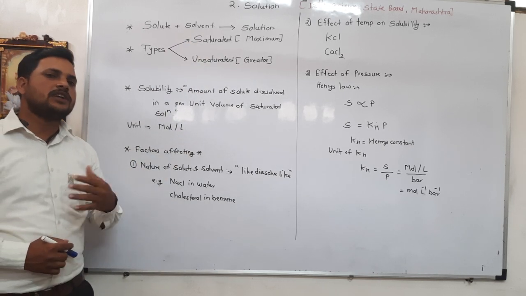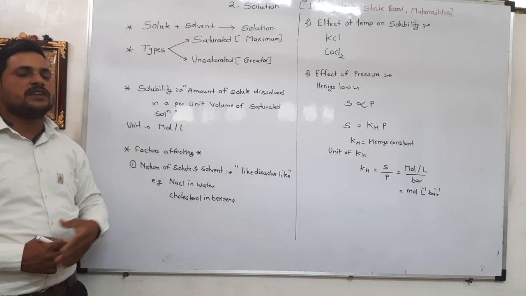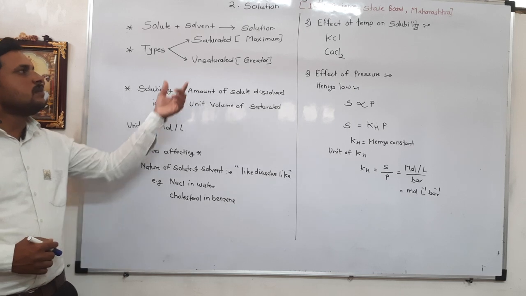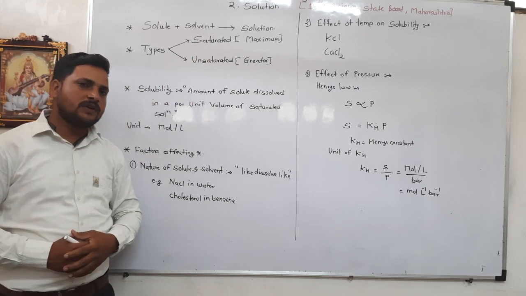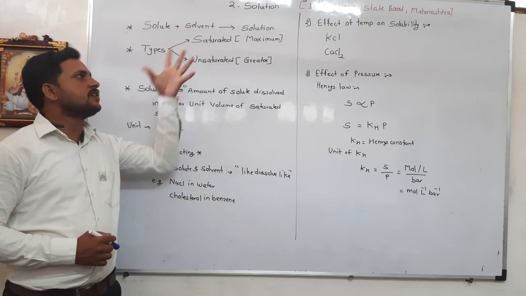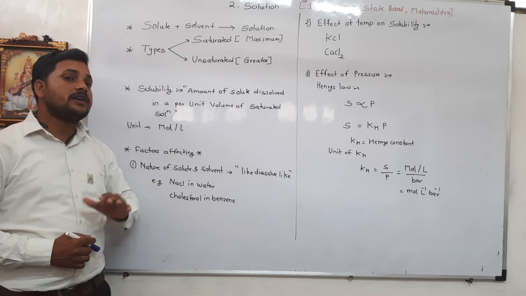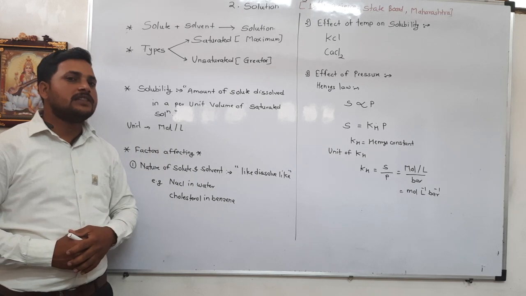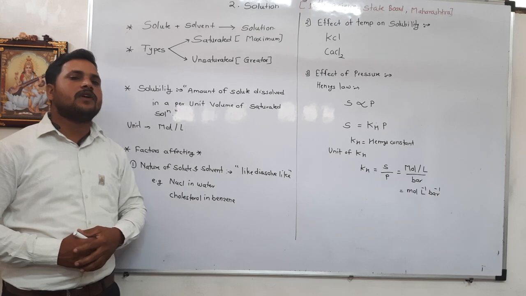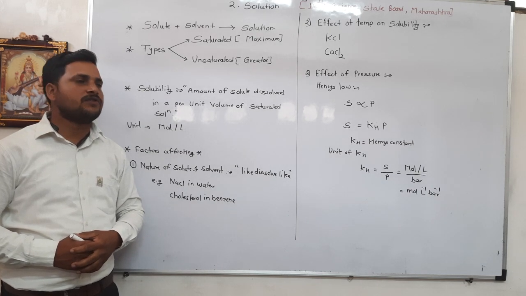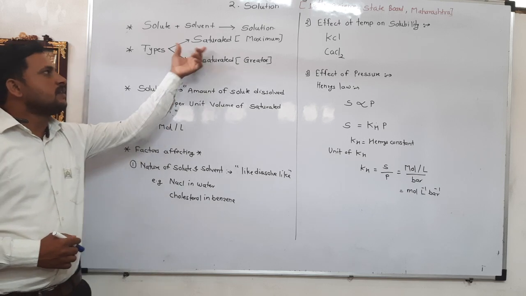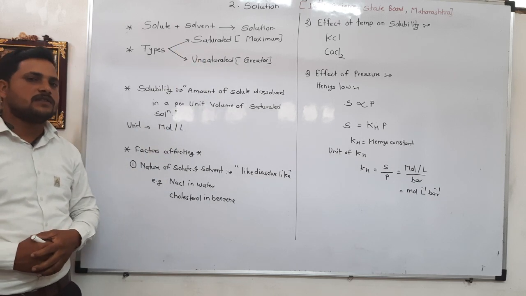There are two types of solutions: saturated solution and unsaturated solution. If the maximum amount of solute is dissolved in a solvent, it forms a saturated solution. And if a greater amount of solute than its solubility is dissolved in a solvent, it forms a supersaturated solution. There is a difference between maximum and greater, saturated solution and supersaturated solution.